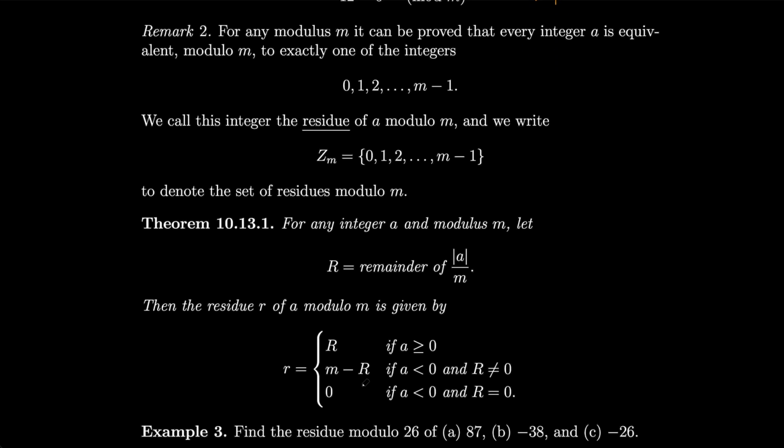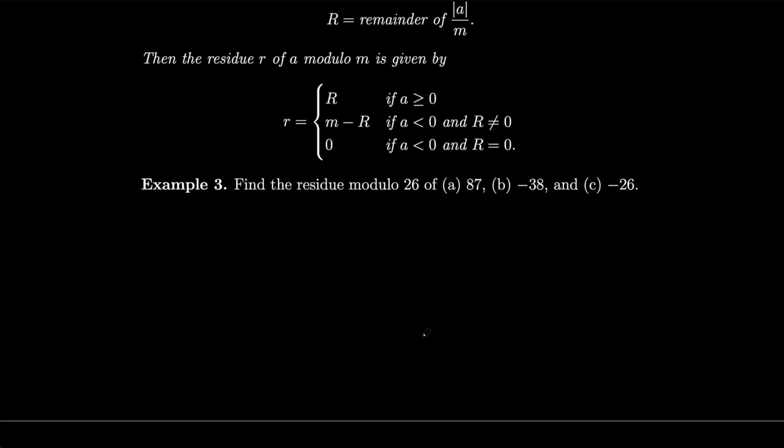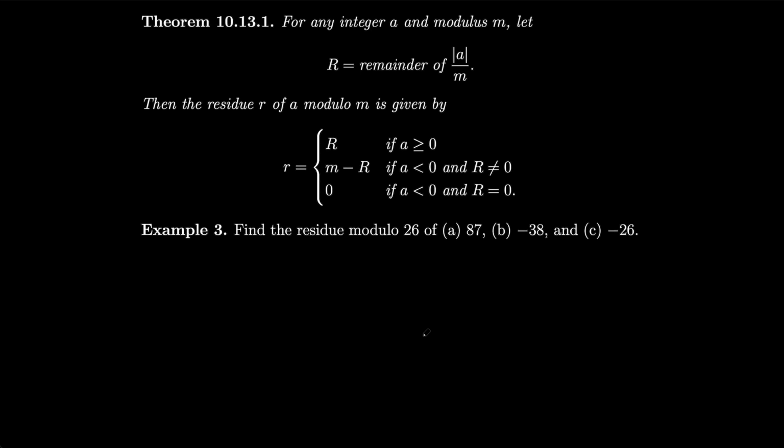For any integer a and modulus m, let r equal the remainder of the absolute value of a divided by m. Then the residue R of a modulo m is given by r if a is greater than or equal to 0, so it's the remainder if a is positive. It's m minus r if a is negative and the remainder is not 0. And it's 0 if a is negative and the remainder is 0. Let's find the residue modulo 26 of 87, negative 38, and negative 26.